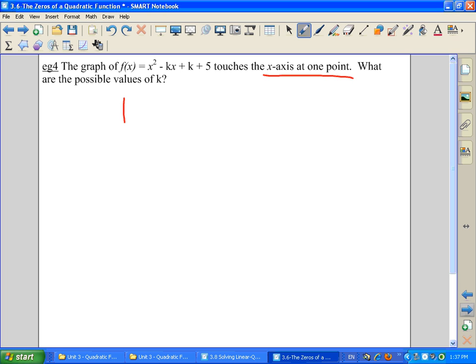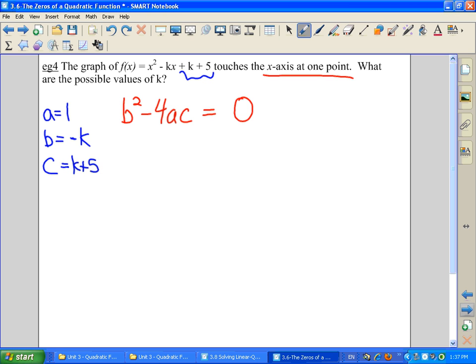We set our discriminant equal to b squared minus 4ac has to, because it's got 1 point, has to equal 0. Now the hard part maybe here is deciding what a, b, and c are, because we've got 4 terms. But just follow your standard form. A equals whatever's in front of x squared, so that's 1. B equals whatever's in front of x itself, which is negative k. And c equals the constant, or the number without any x's. So we're going to actually say c equals k plus 5.